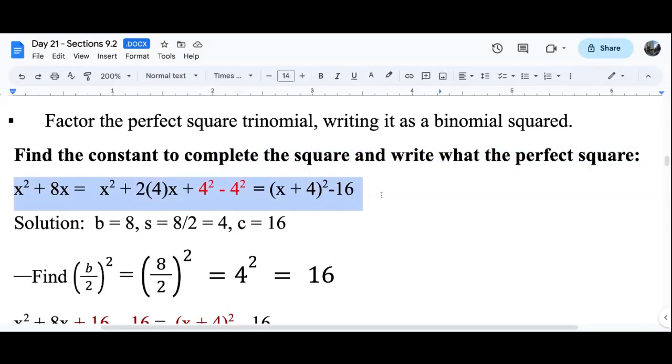Does anyone have any questions? So this is the process of completing the square.